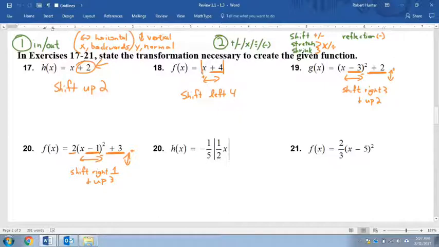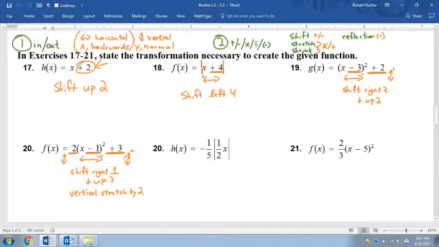Last but not least, this 2 out front. That 2 out front, you are multiplying. There's nothing in between there. It's butt up against it. So that is multiplying. It's outside, so it's vertical. So there's a vertical stretch, because making it bigger, normal is stretching by 2.